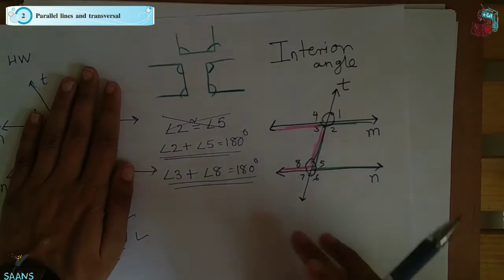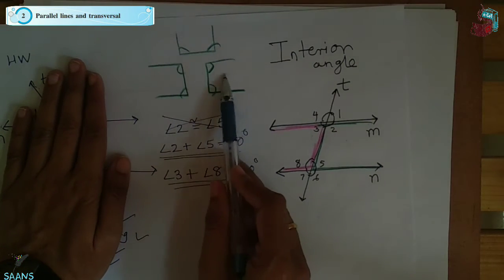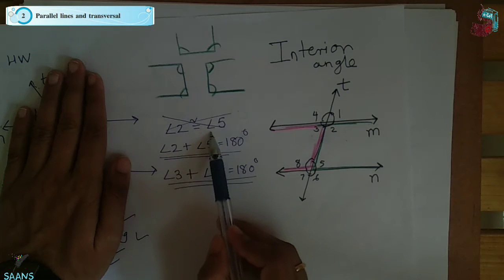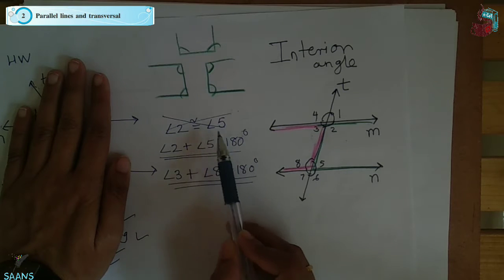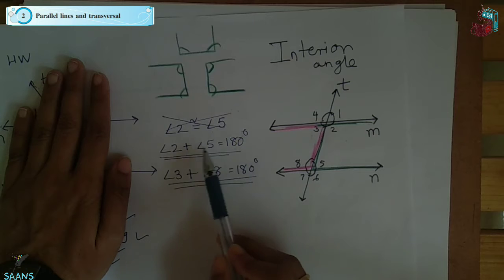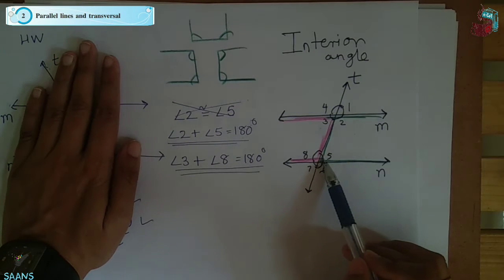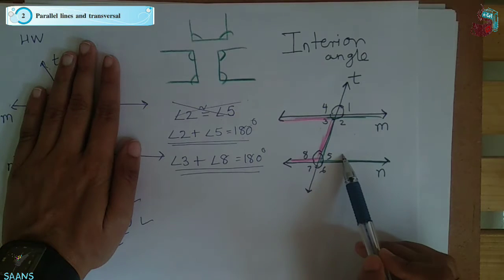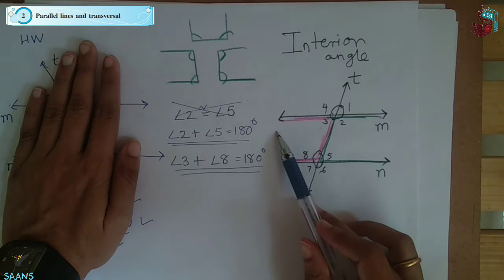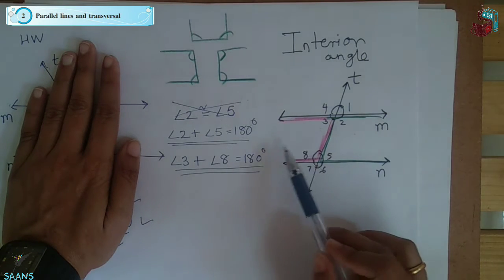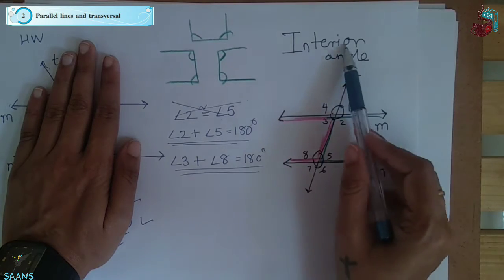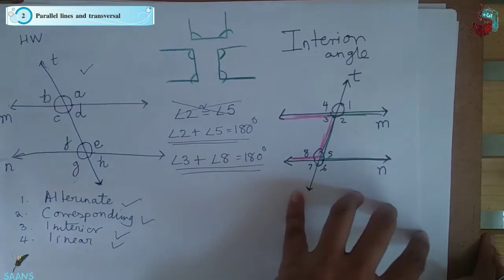Okay, don't look at this, look at only this. Interior angle is a C. Okay, so they are not congruent. The property for them is that they are supplementary. मतलब उनका sum होता है 180 degrees. So इधर C दिख रहा है आपको. Angle 2 plus angle 5 is equals to 180 degree. Angle 3 plus angle 8 is equals to 180 degree. This is your interior angle.